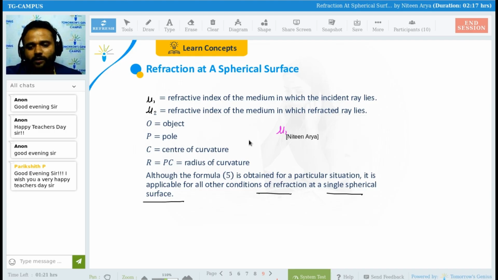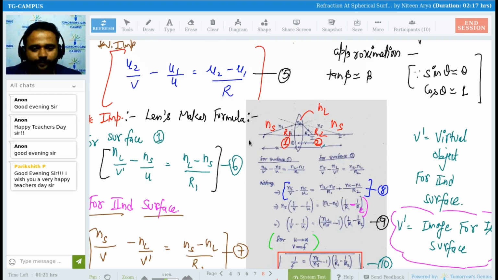And what is formula number 5? Mu2 divided by V minus mu1 divided by U equals mu2 minus mu1 divided by R. That is equation number 5, na? Clear?